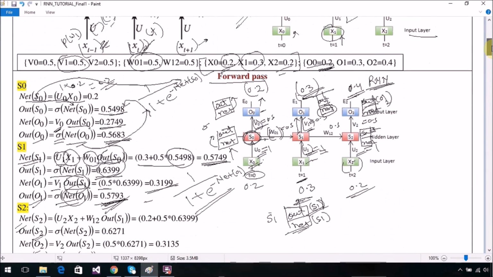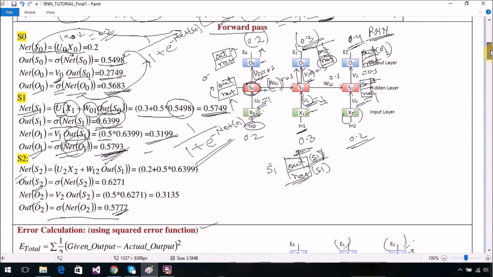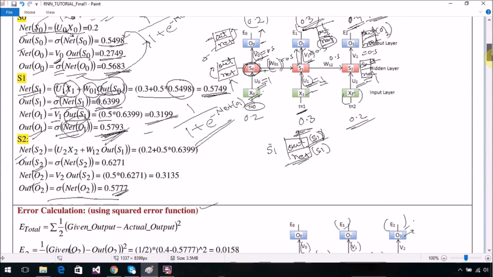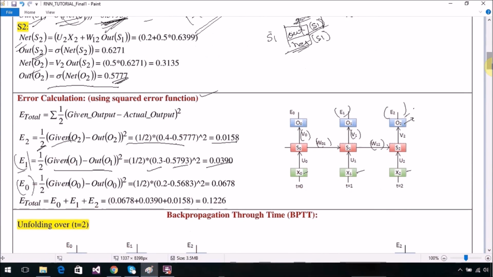Actually, in the previous part, we described the recurrent neural network architecture. We discussed how to calculate the different parameters like net parameters and out parameters for nodes of different layers. We also discussed how to calculate the error. Now we use these calculation scores and backpropagation through time to update the weight of these neurons.